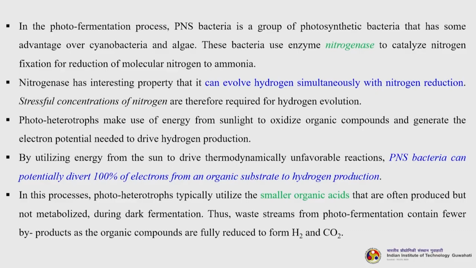By utilizing energy from the sun to drive thermodynamically unfavorable reactions, PNS bacteria can potentially divert 100% of electrons from an organic substrate to hydrogen production. In these processes, photoheterotrophs typically utilize the smaller organic acids that are often produced, but not metabolized, during the dark fermentation. Thus, waste streams from photofermentation contain fewer byproducts, as the organic compounds are fully reduced to form hydrogen and carbon dioxide, and that is one of the most important aspects of this entire process.